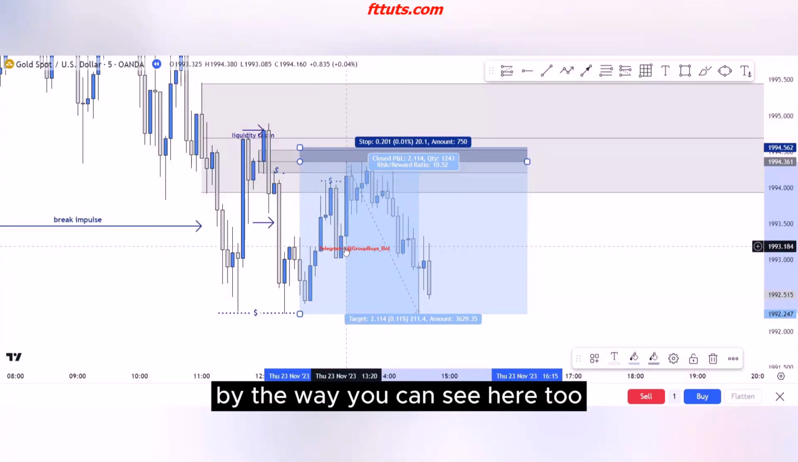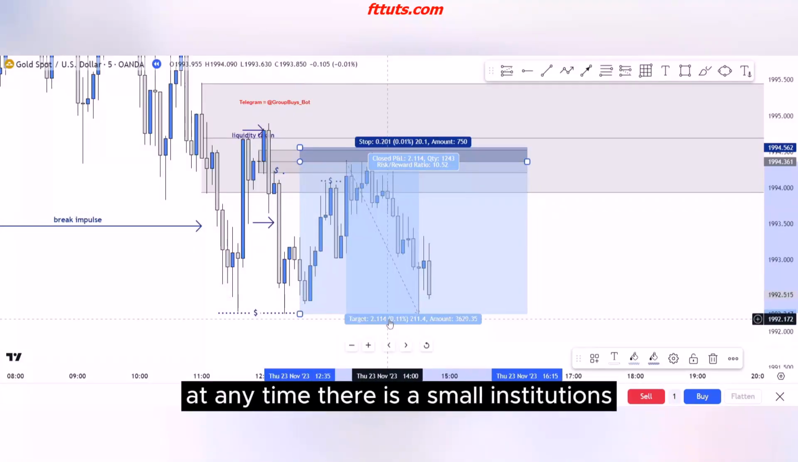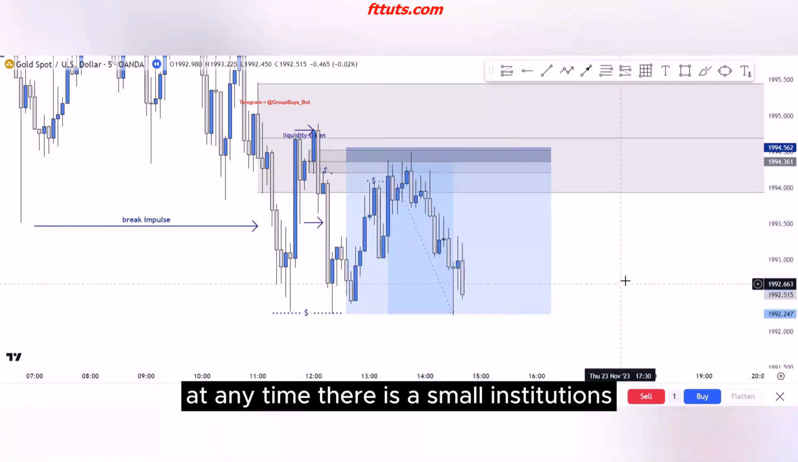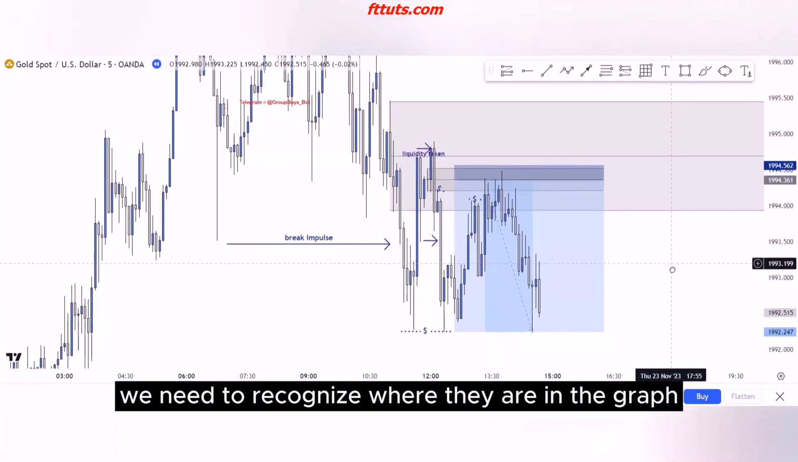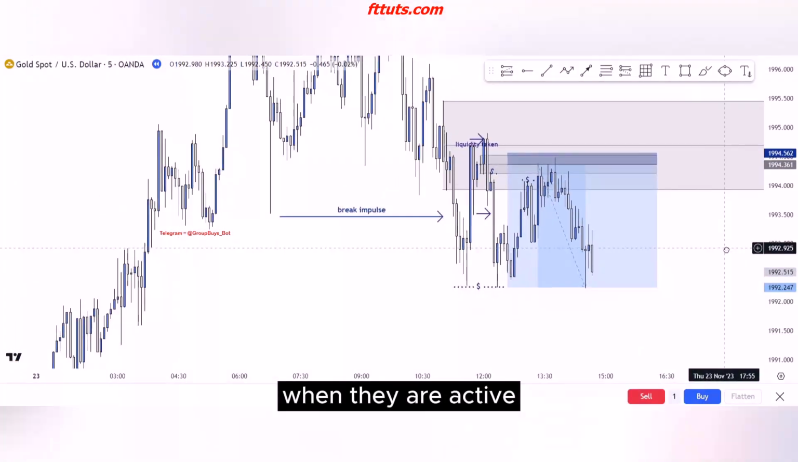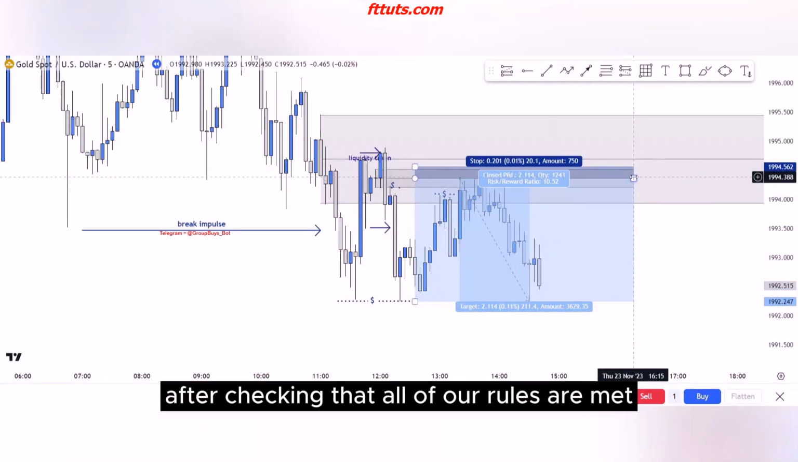By the way, you can see here too that there are big bullish candles and then there is a decline. This is something that repeats itself all the time in the graph. At any time, there are small institutions, large institutions, and medium ones. We need to recognize where they are in the graph, when they are active, and to enter the trade after checking that all of our rules are met.